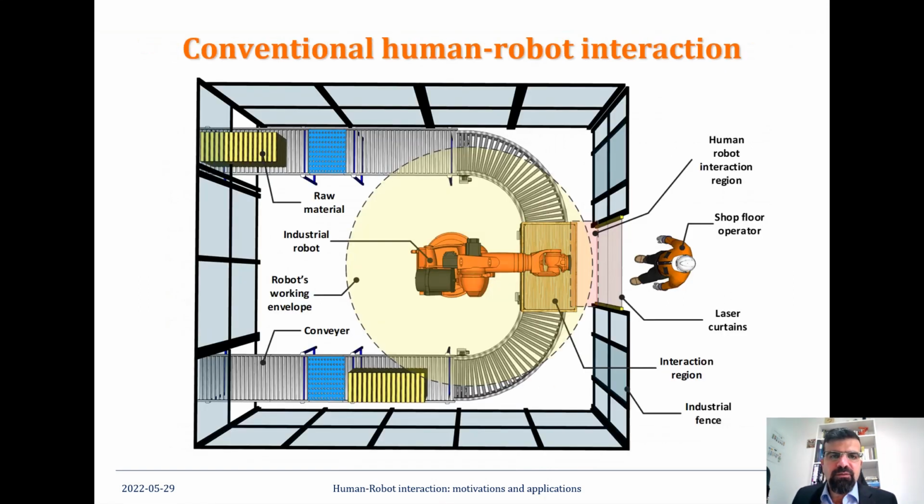So if we take a look at the conventional human-robot interaction at the moment, we will see many setups that actually have a limited interaction between the human and the robot, with a certain region that is defined and monitored through sensors and vision systems to facilitate this interaction. However, this is limited in terms of collaboration between the human and the robot, as you can see in the figure here.